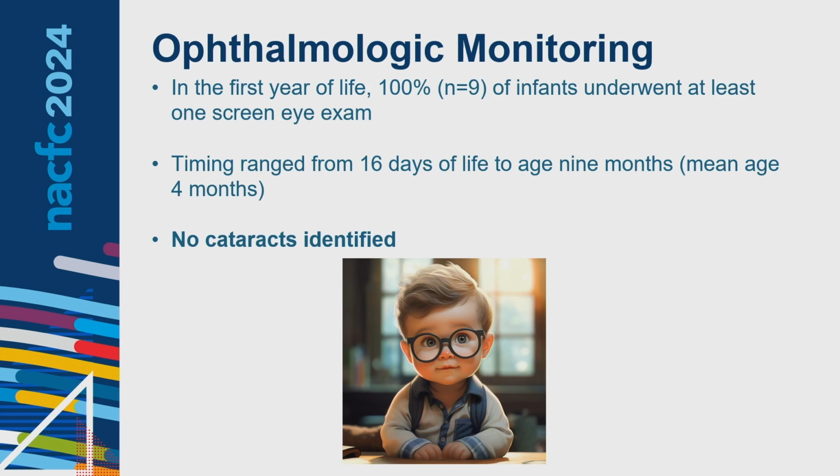All infants also had ophthalmologic monitoring. All were normal without any cataracts. And these ranged quite broadly across the first year of life from 16 days to 9 months, with a mean of about 4 months.